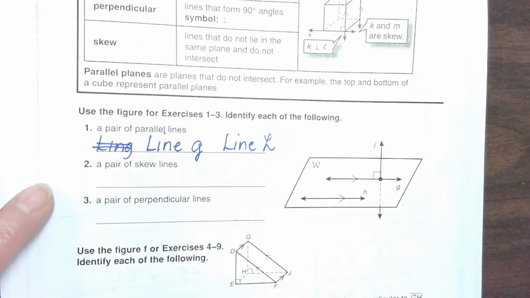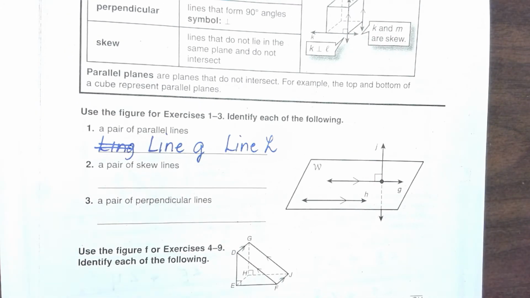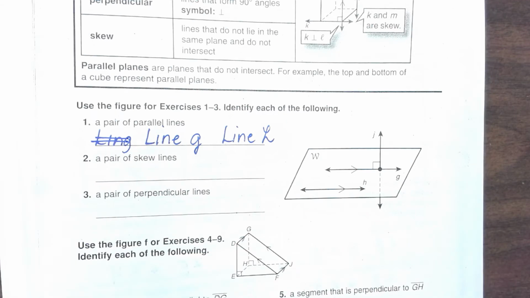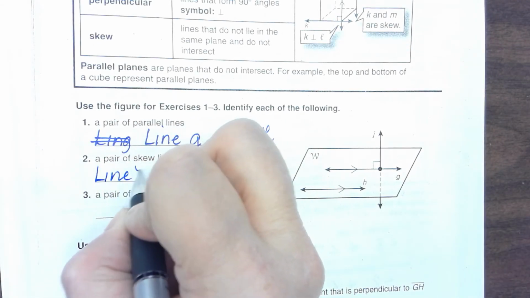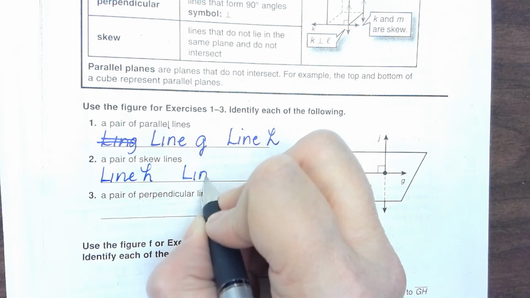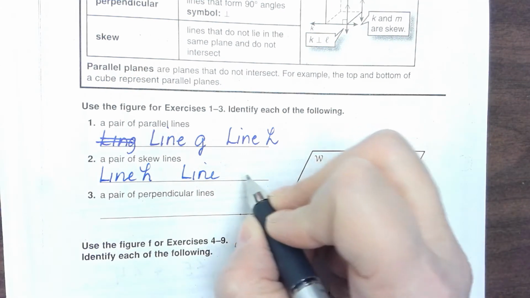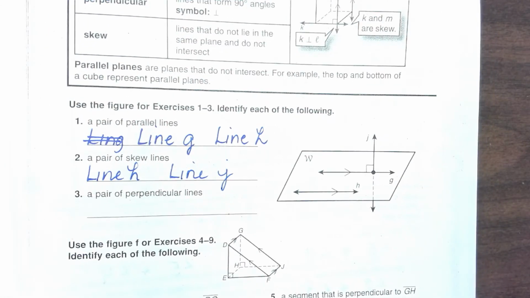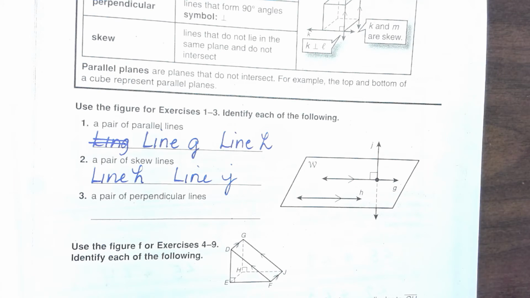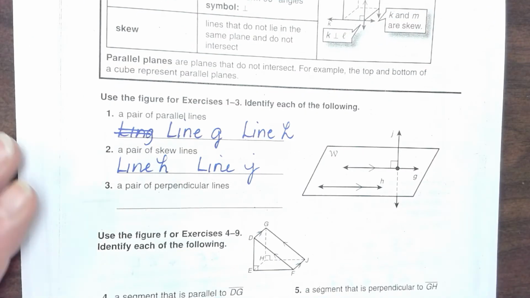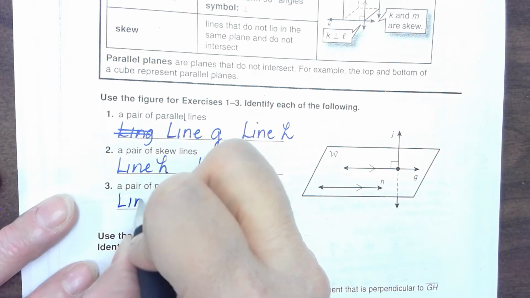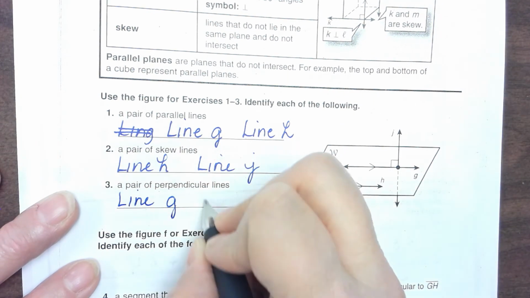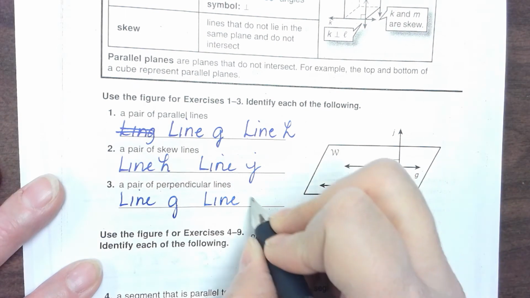Okay, then a pair of skew lines. They are not going to intersect, and so we have line H, and then we have line J. J's just going to go shooting down through that paper. Think about when I poked the pencil through the paper and it did not intersect the other lines on that plane. A pair of perpendicular lines. So we have line G and line J.